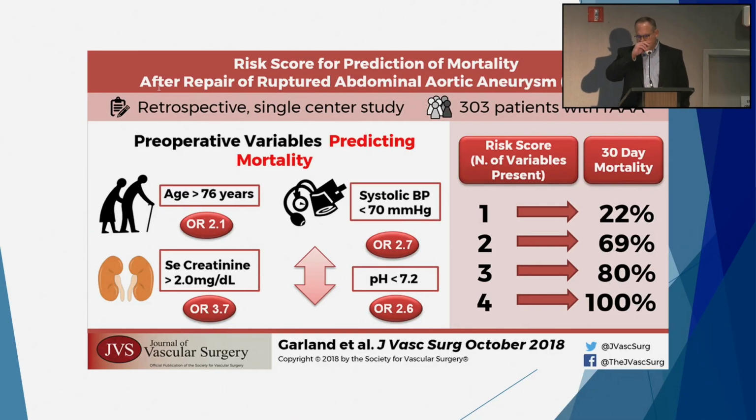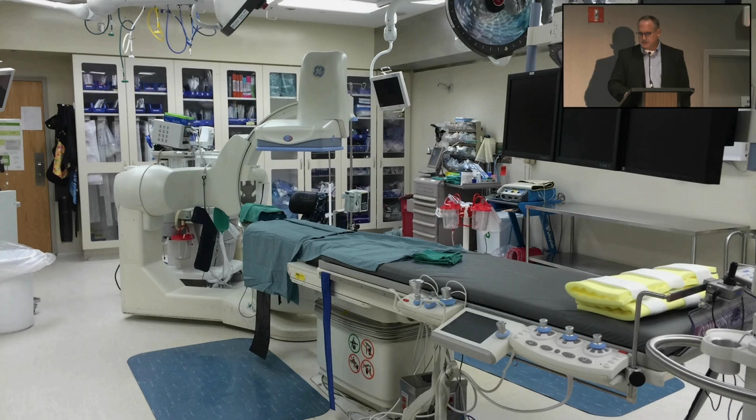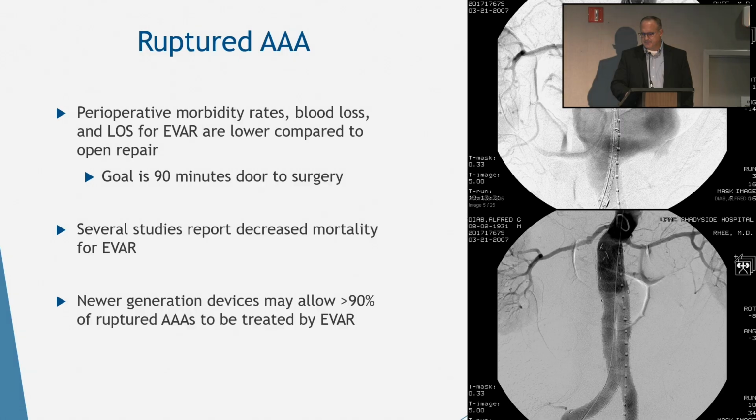Risk score for mortality for patients that rupture. You can see there's about 4 risk factors that's going to predict mortality. If you have all 4 of those risk factors, you got 100% mortality. So that's how important this is. Again, you need one of these great rooms to do it.